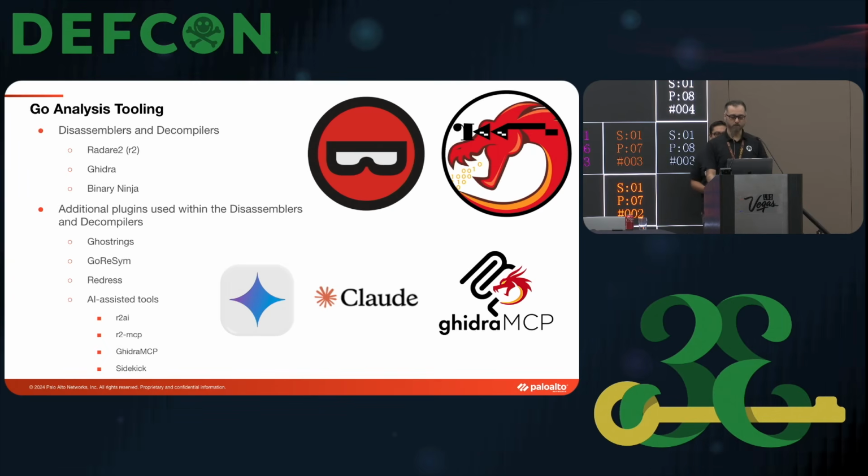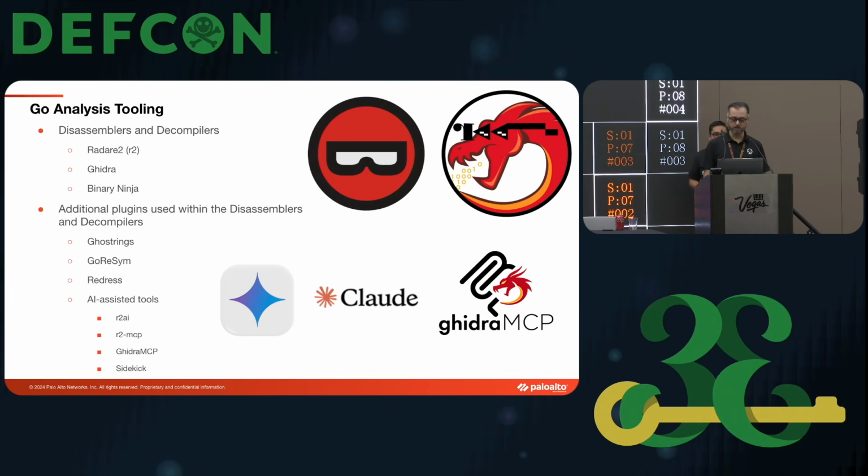So for the tooling for Go analysis, we have the disassemblers and the decompilers. We have R2, we have Ghidra, we have Binary Ninja, and on top of it, we can also use some other, for example, AI-assisted tools. So you can have R2 AI, we have R2 MCP, Ghidra MCP, Sidekick, and also additional tools like, for example, GoStrings, GoReSym, and Redress in case you want to deal with some more complicated cases.